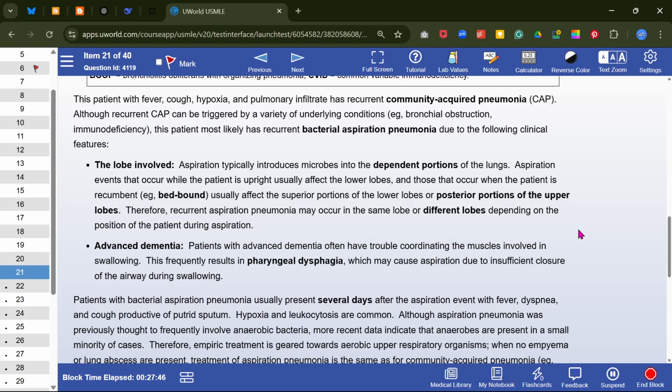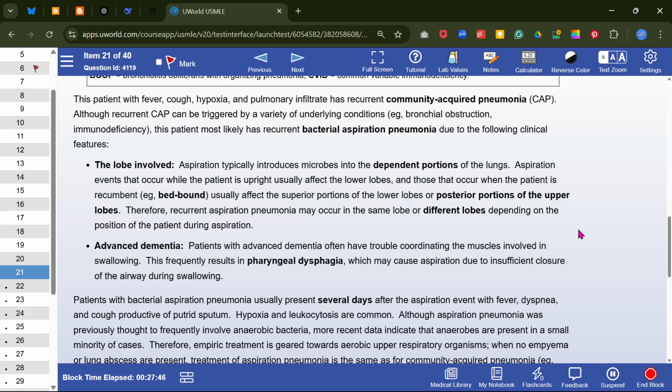Patients with bacterial aspiration pneumonia usually present several days after the aspiration event. Fever, dyspnea, cough productive of putrid sputum, hypoxia, and leukocytosis are common.